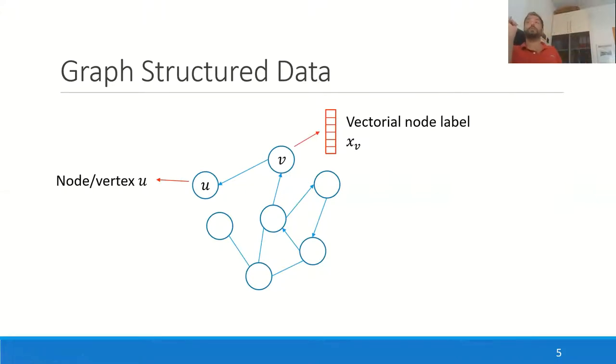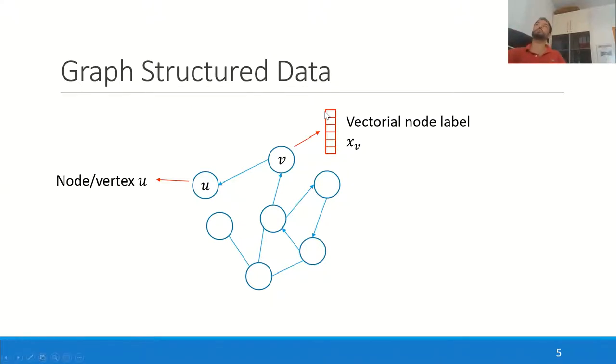One important bit of information that is attached to graphs is a label. You don't have to interpret this as the classical label that you expect in machine learning, so the target of a supervised prediction. There can be that too, but here we're talking about some information which is encoded, for instance, in a vector, which is attached to a node.